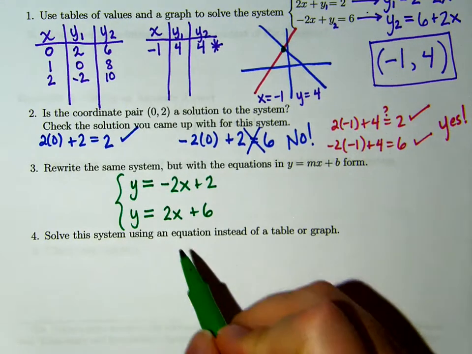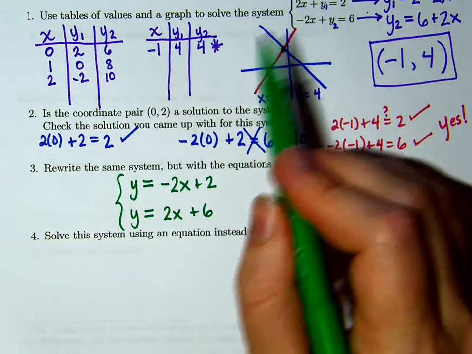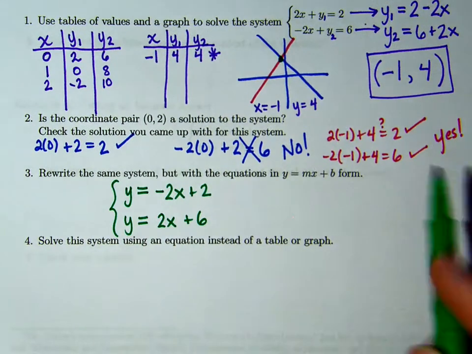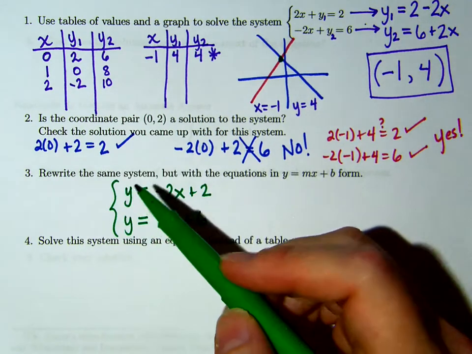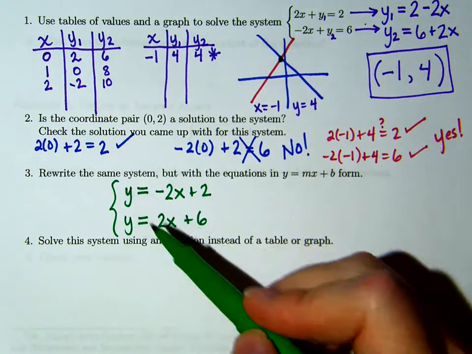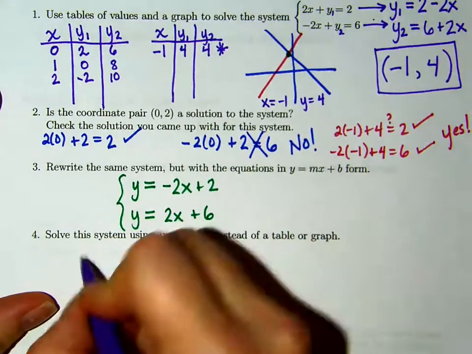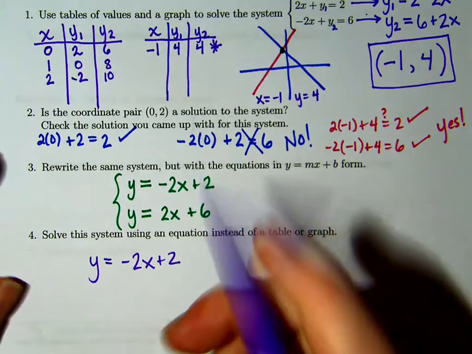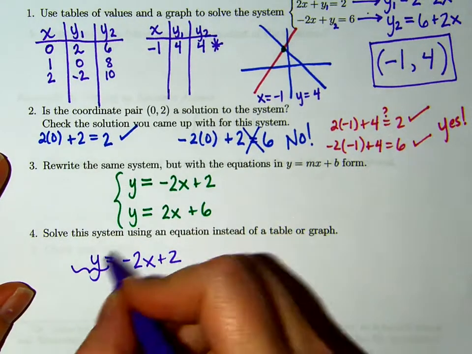Solve the system using an equation instead of a table or a graph. So instead of using this table and instead of using this graph, use an equation. Okay, well here's the thing. If the y has to be the same for both of these, then these two must be equal. So here's what I mean. Okay. If y equals -2x plus 2 in the first one, and also this y is equal to 2x plus 6, then I can replace it.